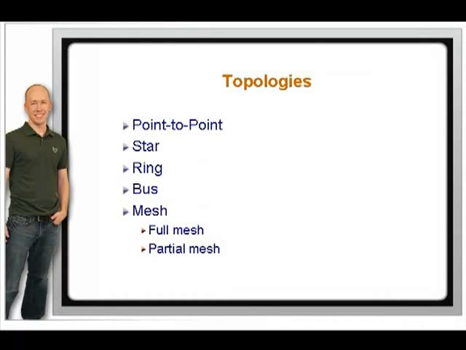A topology describes the layout of a network. You need to know several topologies for the exam. These are point-to-point, star, ring, bus, and mesh. A point-to-point topology involves two hosts or devices that are directly connected to each other and to nothing else. Anything sent by one can be received only by the other. Serial communication is usually point-to-point, but not always.